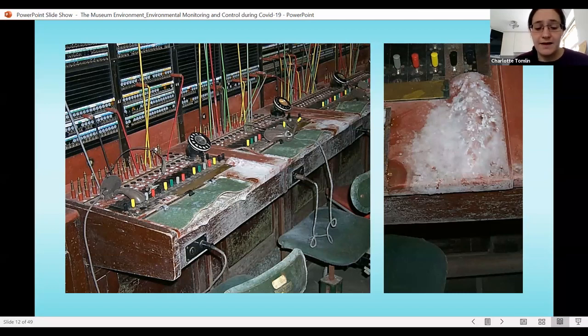Mould is also a health risk for humans, and it is important that when dealing with a mould outbreak within a museum, the correct PPE is worn to prevent injury. Mould will mostly cause respiratory problems, so FFP3 face masks should be worn, as well as gloves, when dealing with mouldy objects.